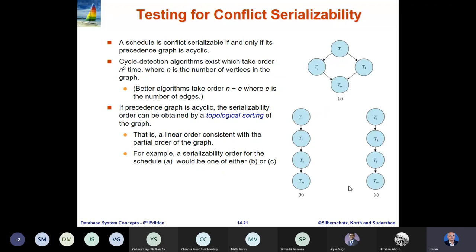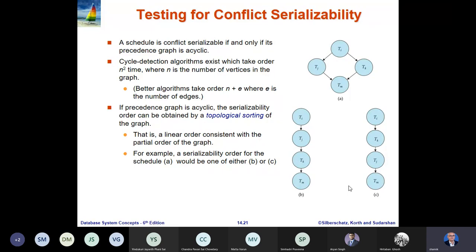Okay. So like if you see the first example, Ti, Tj, Tk, Tn, we see that there is no cycle. So the schedule for which the corresponding precedence graph is A will be conflict serializable. Now if it is conflict serializable, that means it must be conflict equivalent to some serial schedule. Now with which serial schedule is it conflict equivalent? If you have Ti, Tj, Tk, Tn, so 4 such transactions, there could be permutations of these 4, so factorial 4 possible serial schedules.